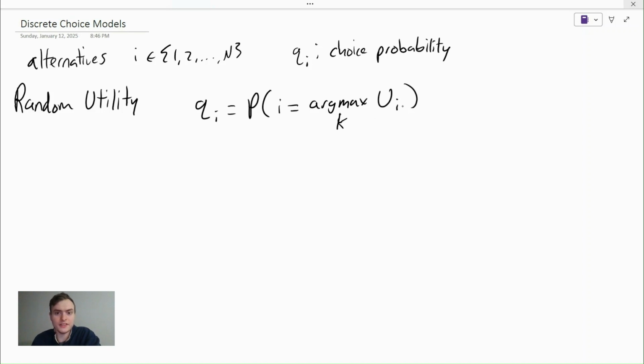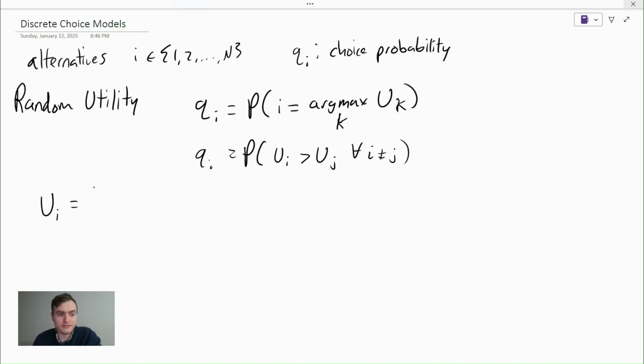Or if it's confusing to use the same index, you could replace this with a k, right? We could also say this is the probability that ui is greater than uj for all i not equal to j, right? That's an equivalent statement saying that Qi is the probability that ui is the highest out of all the u's, right? And specifically, our utility is random, but that means there's still a deterministic component unless it's zero.